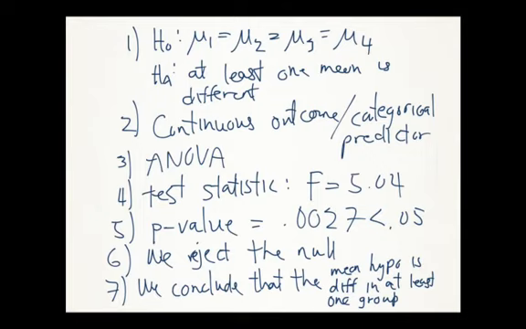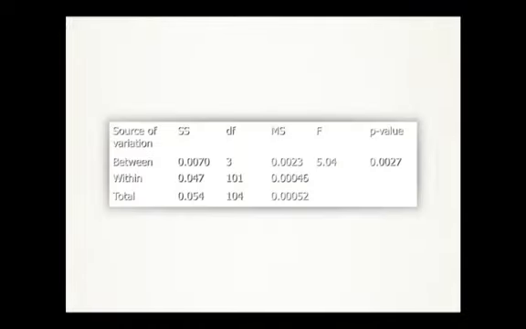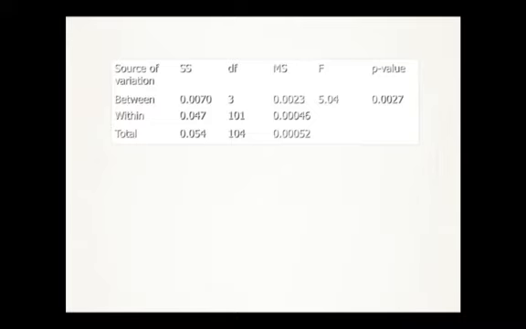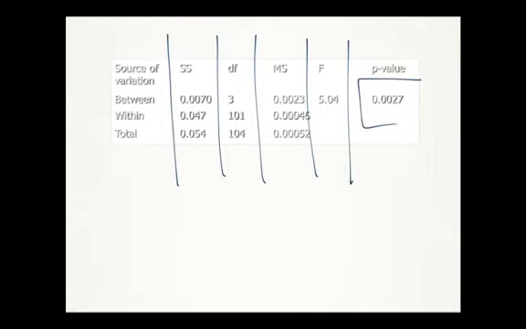But this is the conclusion that ANOVA allows us to reach, that the mean hypo is different in at least one group, okay? And so to just show you the ANOVA table, what the ANOVA table looks like for this example, here it is. Here's our p-value that we said was less than 0.05, which is why we rejected.